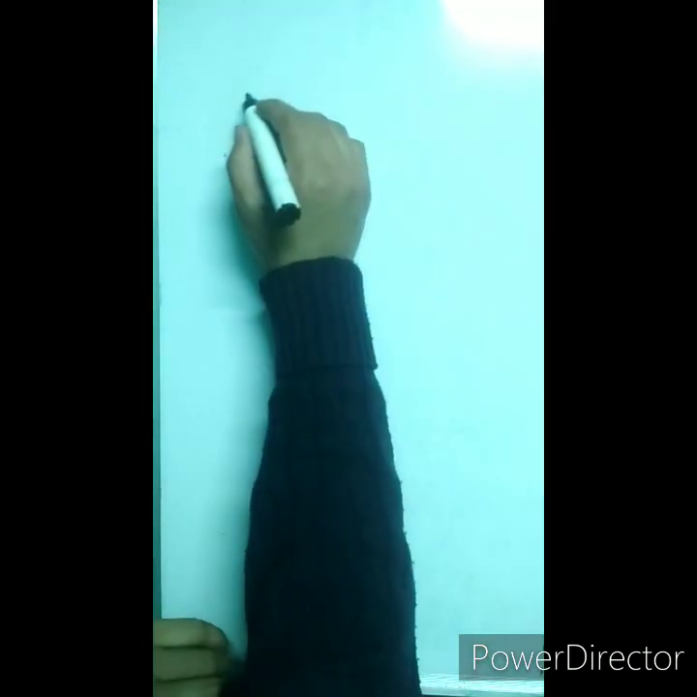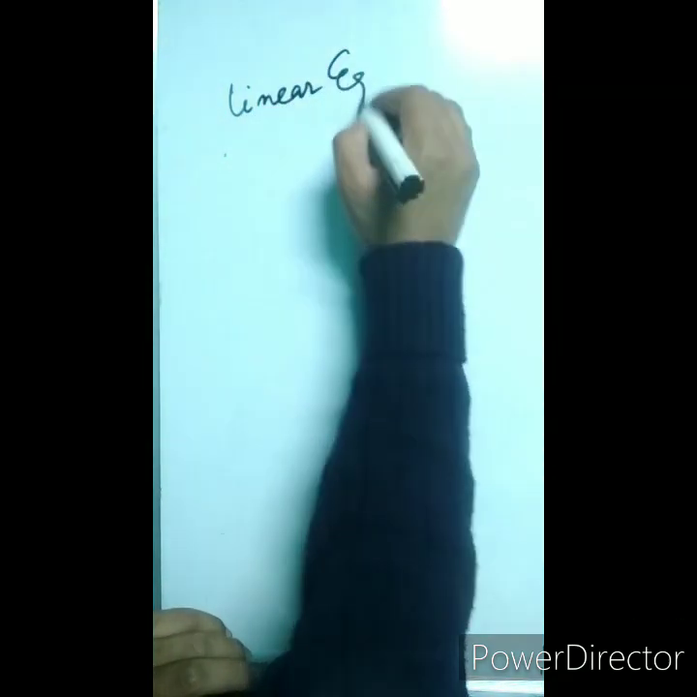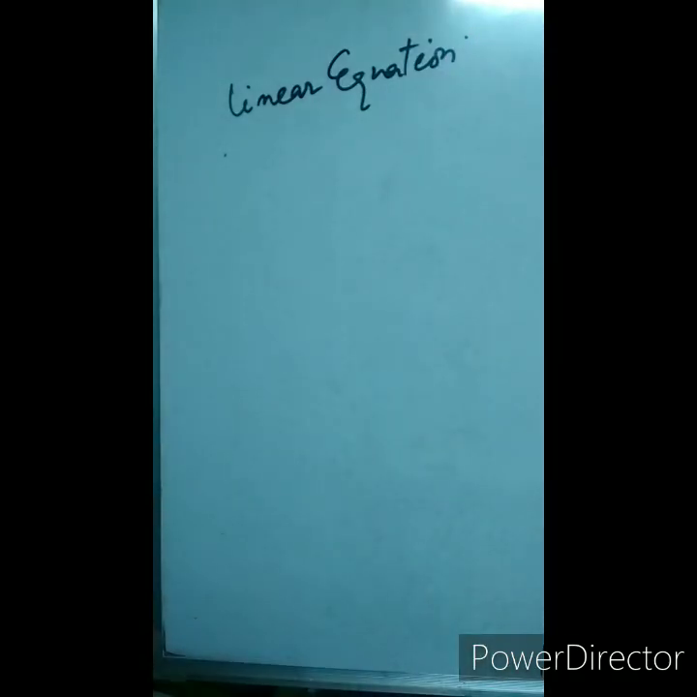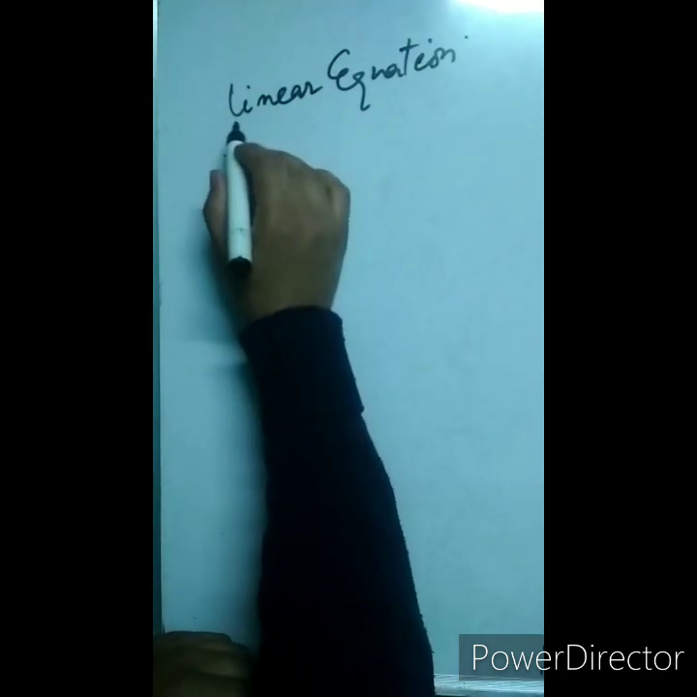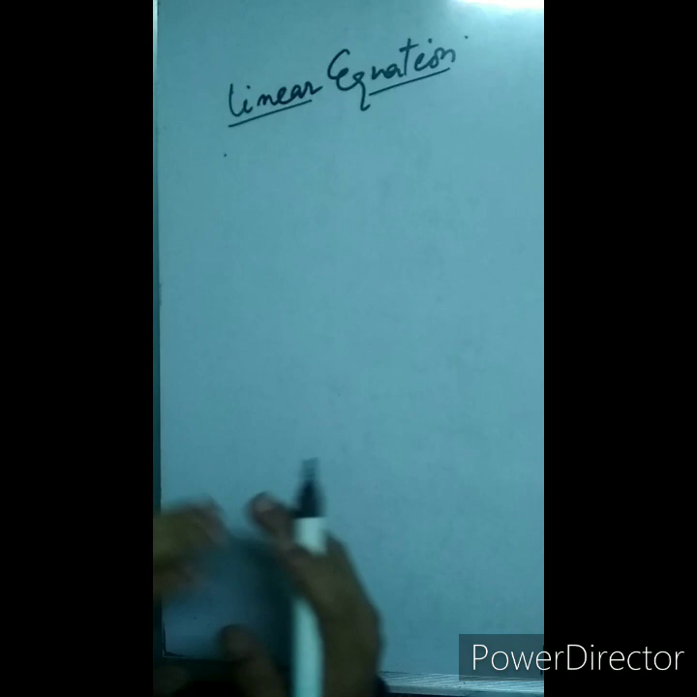So first, let me just write here linear equation. When we see these two words, we can extract the meaning. The first word is linear and the second word is equation. So, an equation which is linear. First let us understand what an equation is.